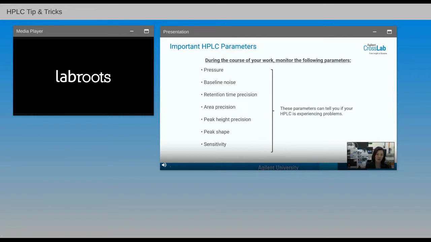As you look at this slide here, during the course of your work, things that you really need to monitor include pressure. Later I will go more in depth about what the pressure parameters are that you really need to take note of. Also baseline noise, retention time positions, area positions, peak height positions, peak shape and sensitivity. I believe that these are also the parameters that you are actually monitoring during your system suitability testing.